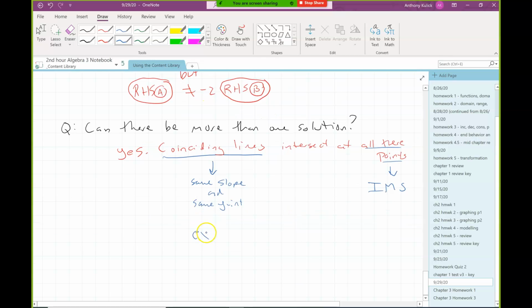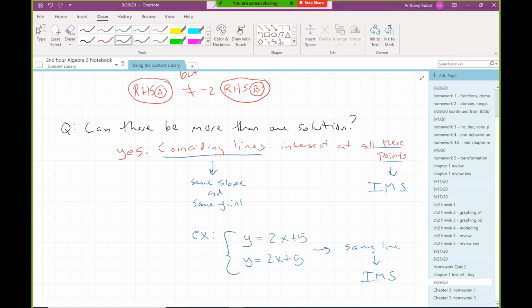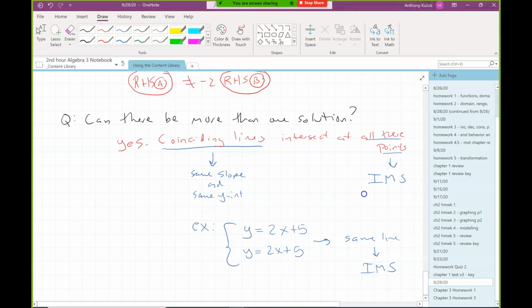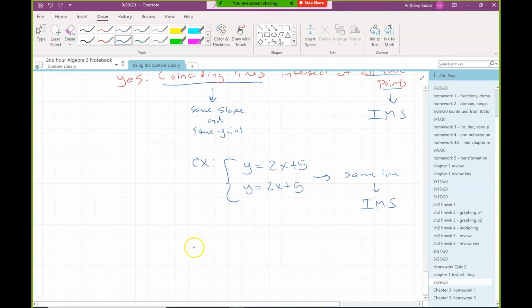So an example would look like this. There's infinitely many solutions. Now it's really easy to tell if the two lines are the same when we've written them in slope-intercept form, right? What if they're not in slope-intercept?